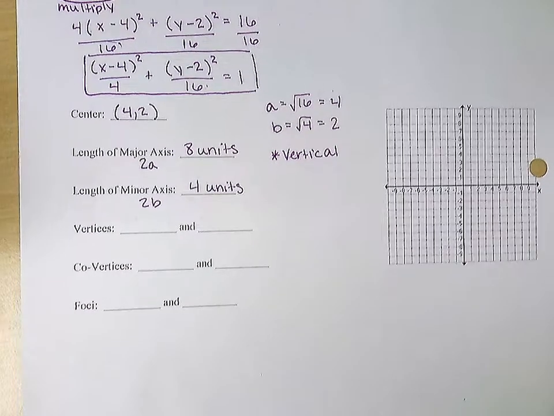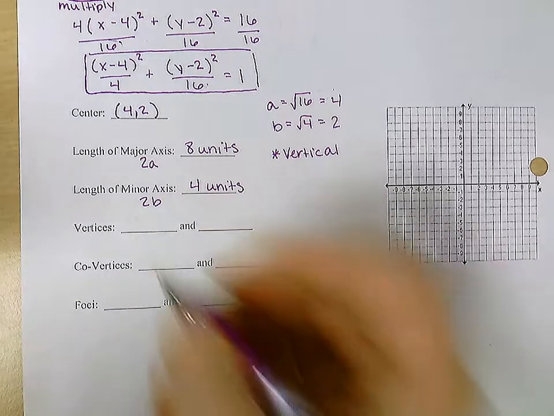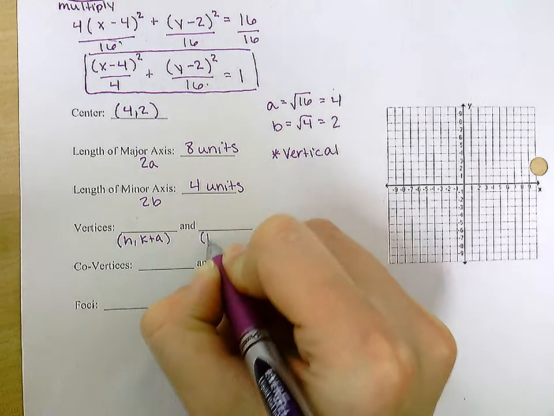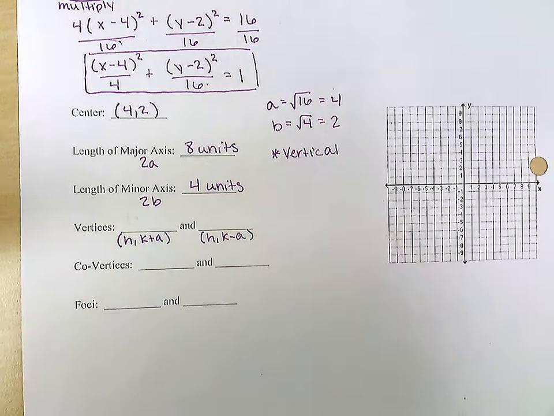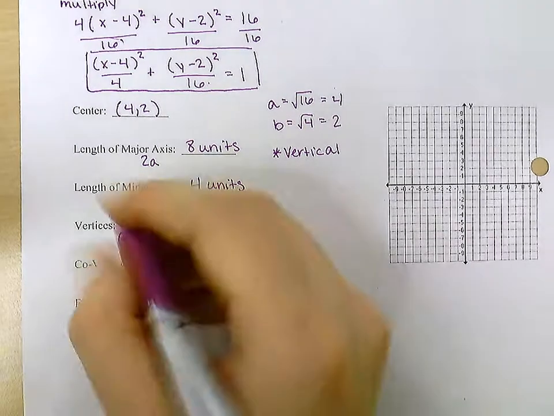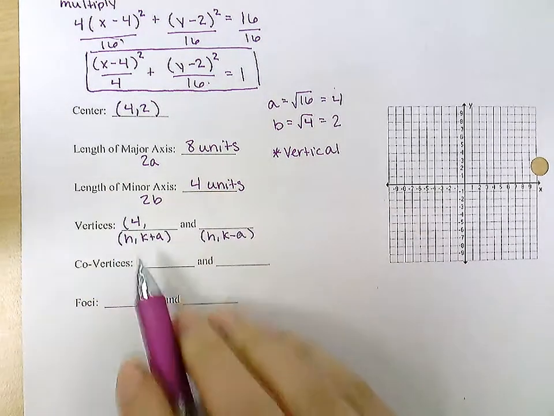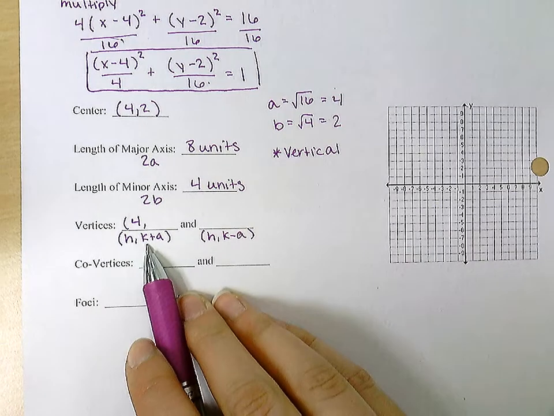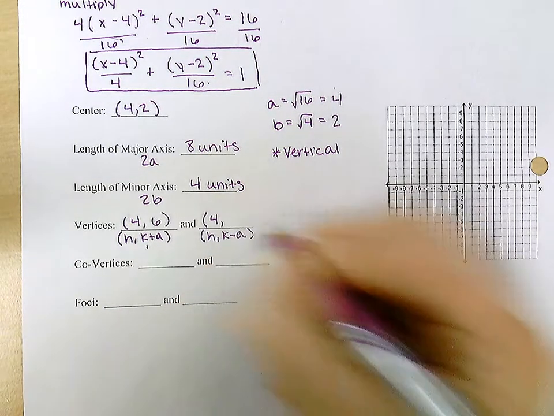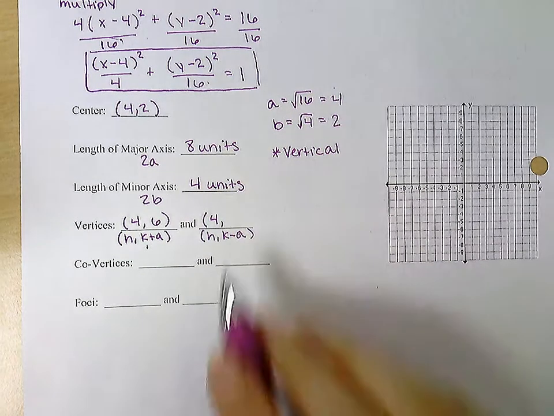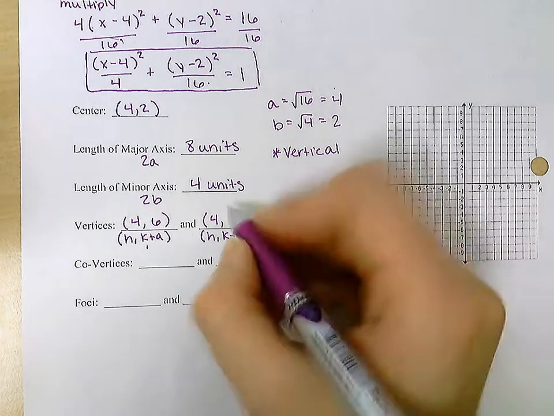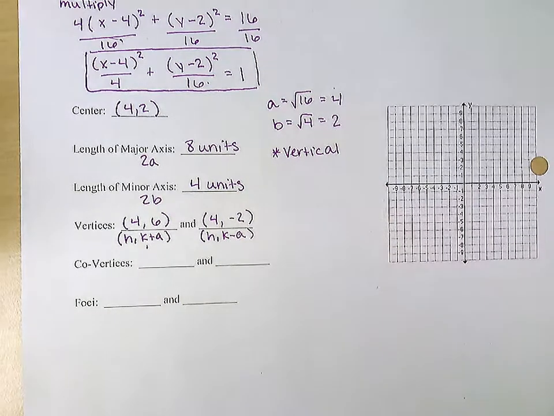So the equation for your vertices then are at h, k plus a, and h, k minus a. So we keep h the same at 4. We'll take our k value of 2 and add on 4 to get 6. Again, keep your h value the same in the second one. Our k value is 2. We're going to subtract 4 to get negative 2.